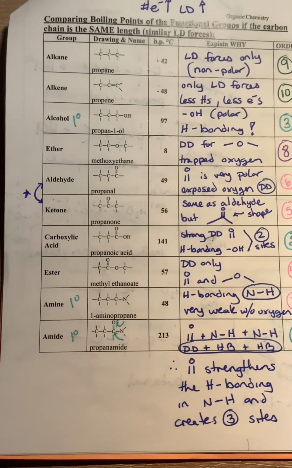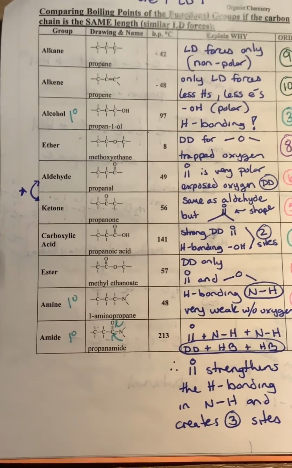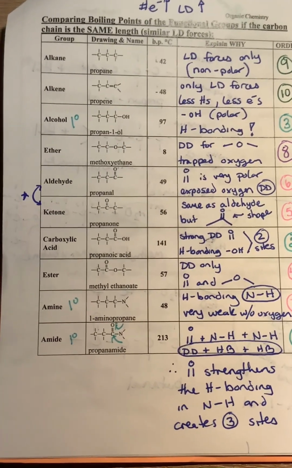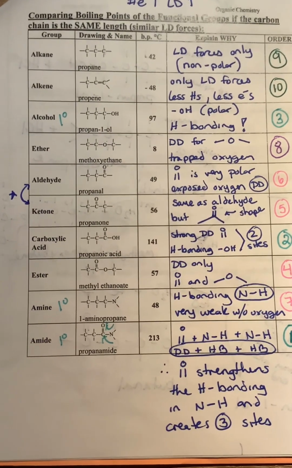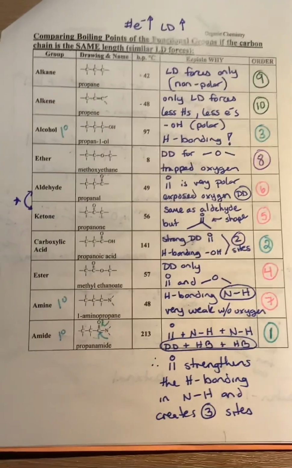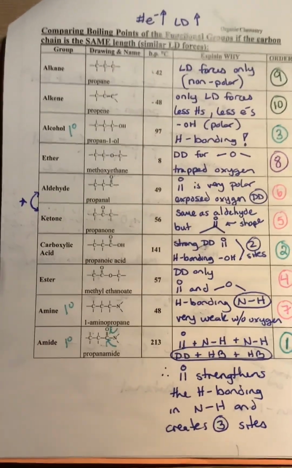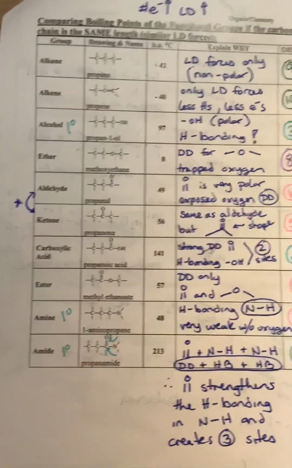Both aldehydes and ketones have a double bonded oxygen, which is quite polar. So you see a big jump up in boiling point when you look at aldehydes and ketones versus ethers. That's because the oxygen is now exposed outside of the carbon chain and quite polar.